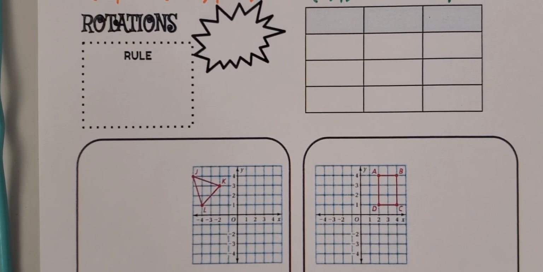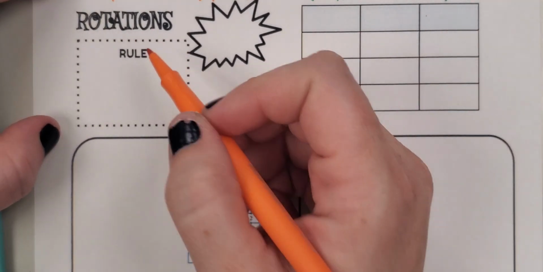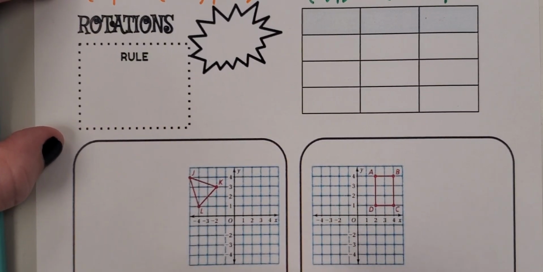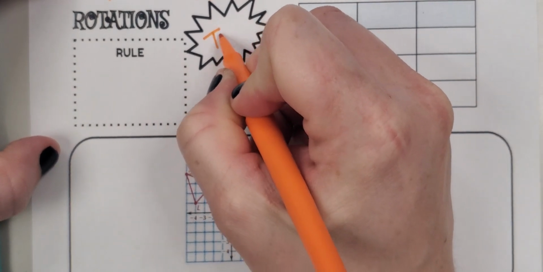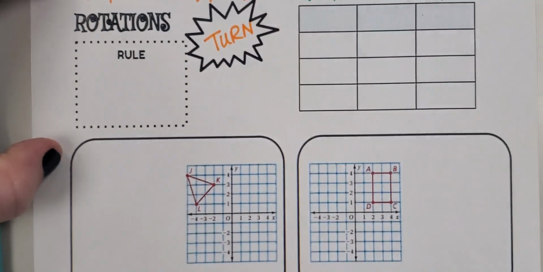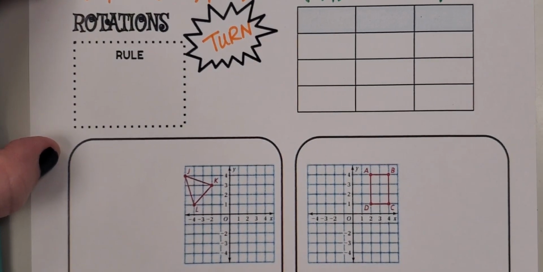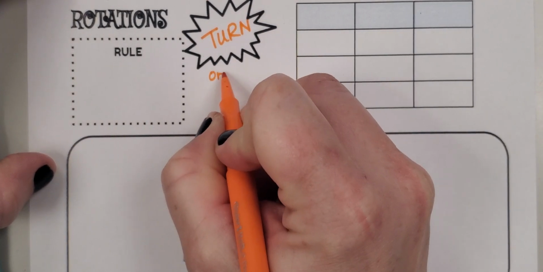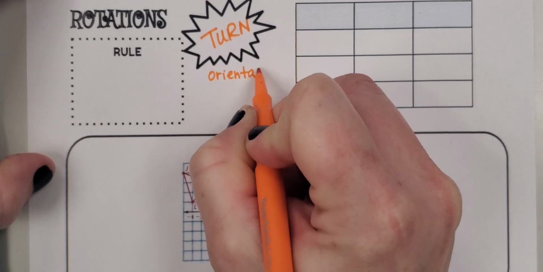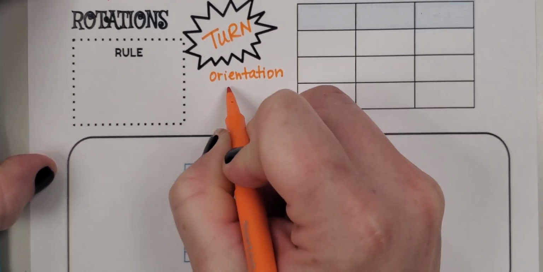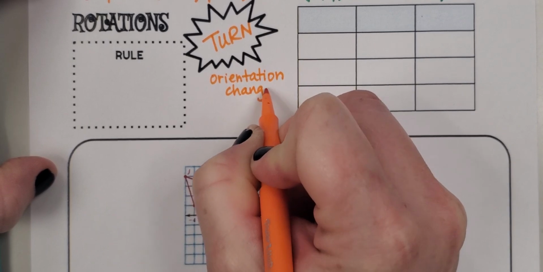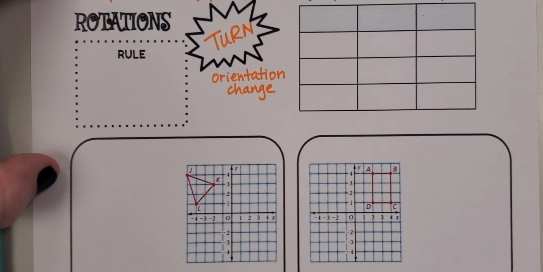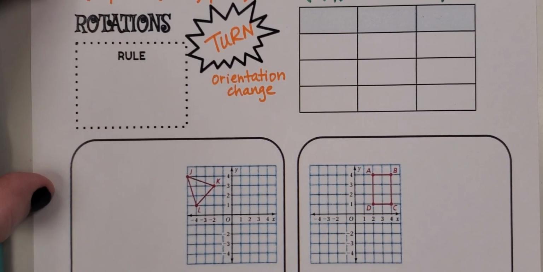I've already discussed translations, so now we're going to move into rotations. Rotations has a specific rule that we need to follow to be able to turn different shapes amongst a coordinate grid. So the orientation, the way that the shape is positioned on the graph, is going to change, but the size and the shape of the picture is going to actually stay the same.